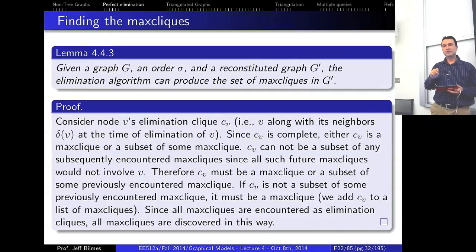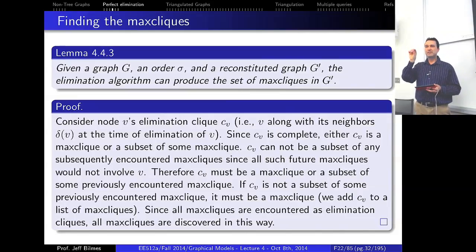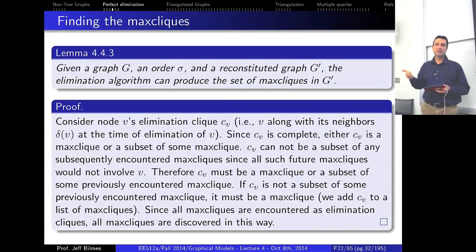So what we do is the following. We start building this list of max cliques. And if it's ever the case that a vertex and its neighbors are not a subset of the set of max cliques that we've previously encountered, then we say it must be a max clique. And so we add it to our set of max cliques. Okay? That's basically what this says.